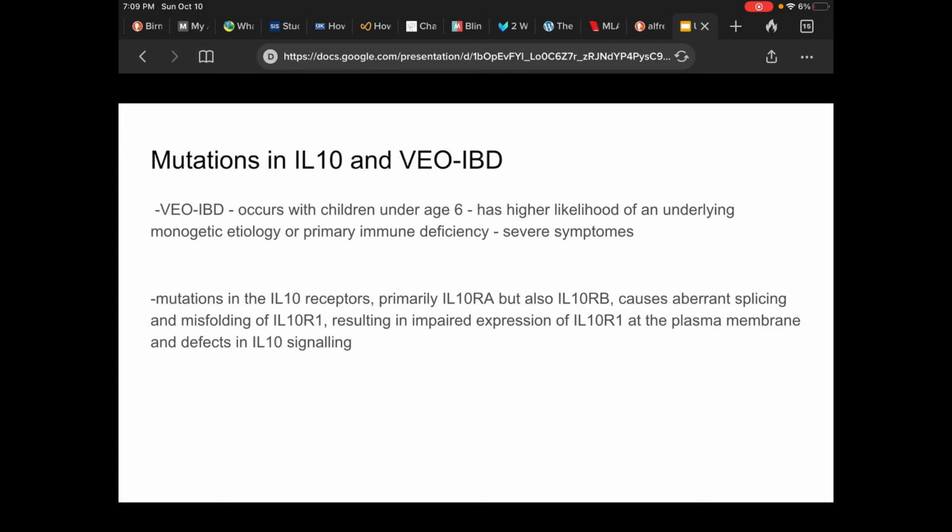In the example I studied, these mutations cause aberrant splicing and misfolding of IL-10R1, resulting in impaired expression of IL-10R1 at the plasma membrane and defects in IL-10 signaling. This decreased efficiency of IL-10 signaling is what caused VOIBD in patients.